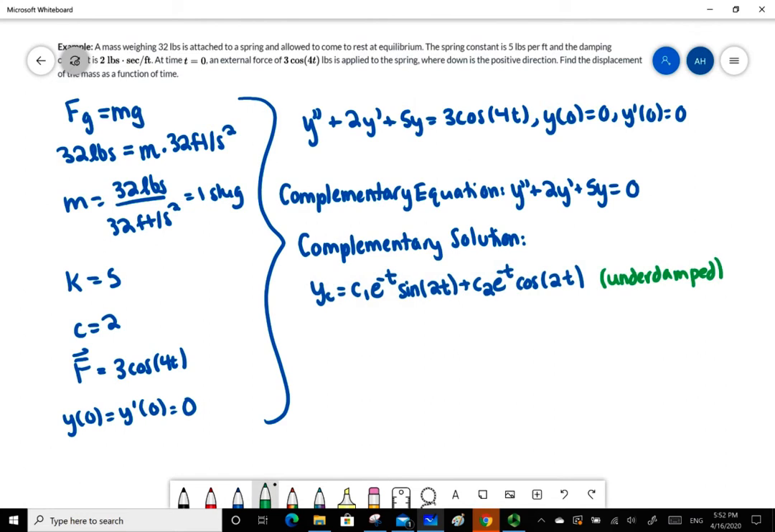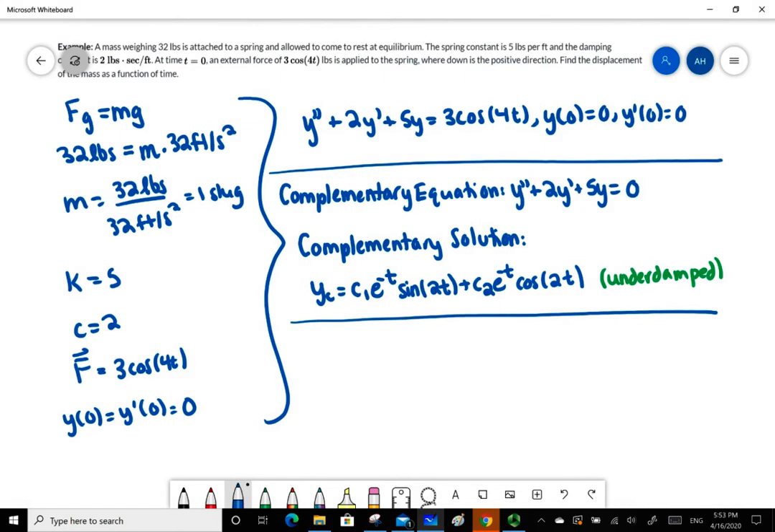The complementary solution is y_c equals c1 e to the negative t sine of 2t plus c2 e to the negative t cosine of 2t. This system is underdamped. Now we need a particular solution. Looking at the equation y'' plus 2y' plus 5y equals 3 cosine of 4t, what technique do you think we should use? We have method of undetermined coefficients, reduction of order, and variation of parameters.